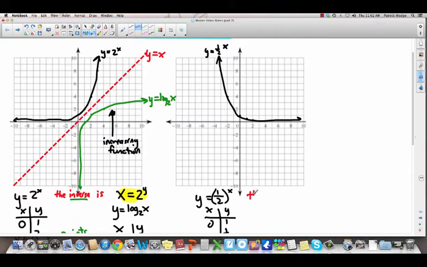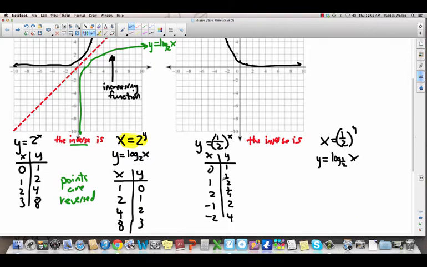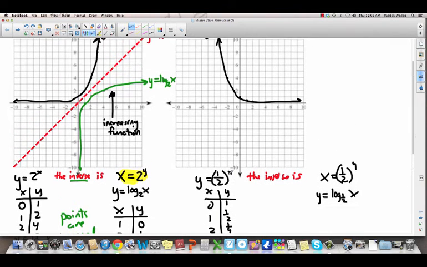Again, for the inverse, we switch the x and the y, so we get x equals 1/2 to the y power. Or another way you could write that is y equals the base 1/2 log of x. And this time we know what's going to happen to the points, right? We've already talked about this. They're just going to switch. So where we had 0, 1, it's going to go to 1, 0. Where we had 1, 1/2, it's going to go 1/2, 1. Where we had 2, 1/4, it's going to go to 1/4, 2.